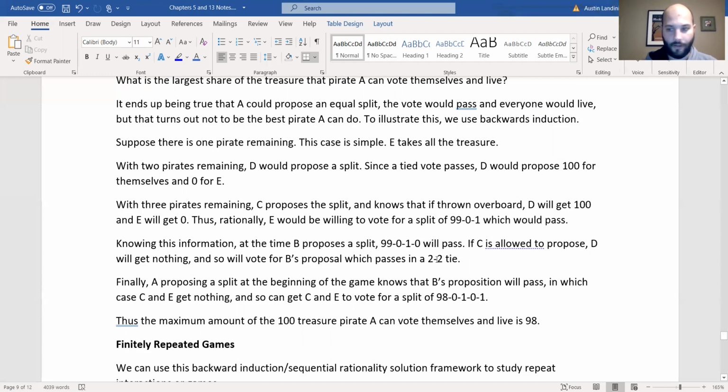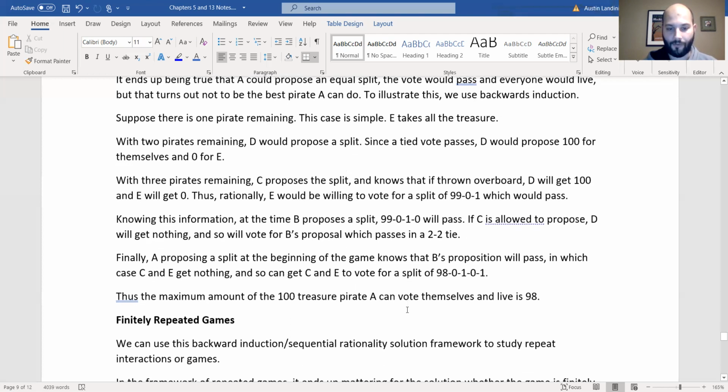Finally, working back to the case where we have 5 pirates. A is the captain and proposing. A knows that if they're thrown overboard, C and E will both end up with 0. So A can propose a split where A gets 98, C gets 1, E gets 1. C and E should both vote for this because they get 0 in the next round. And so using backwards induction, the maximum amount of treasure Pirate A can claim is 98.